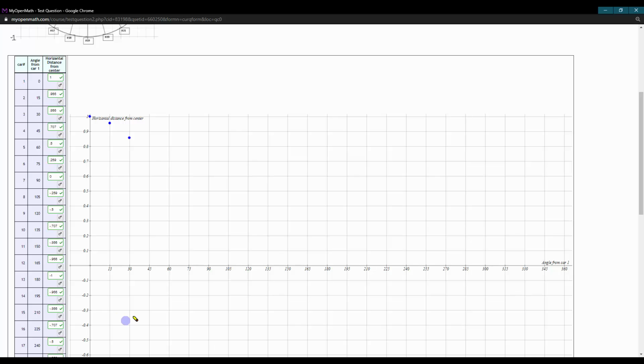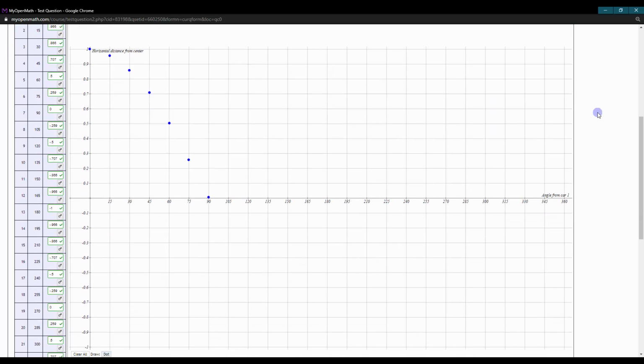All right, so let's go to 45 and 0.707. About right there, maybe a little bit lower. It should be just above the 0.7. And then 0.5, so right here. And then 0.259. And then 0. So there's all the way up through 90. And that's what we're going to do for the rest of these points, so I'm just going to fast forward a little bit and get the rest of these points plotted.